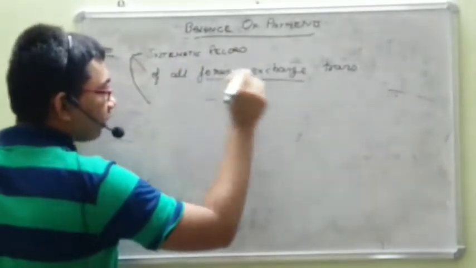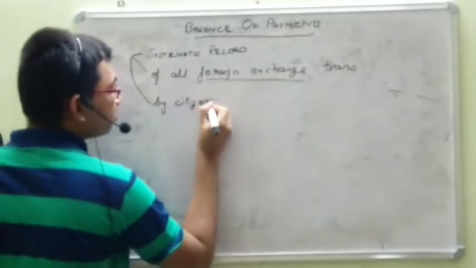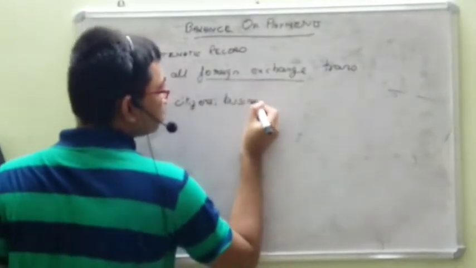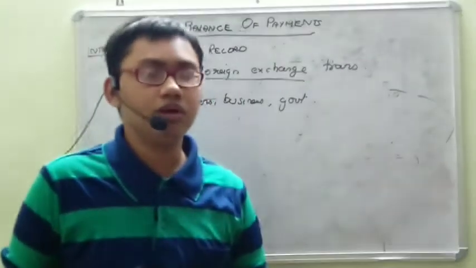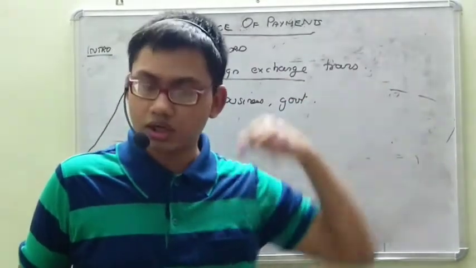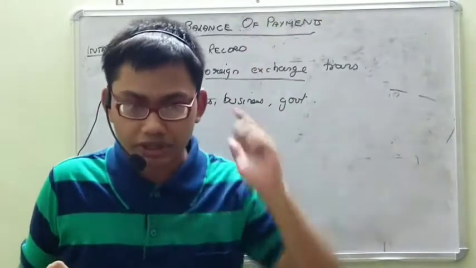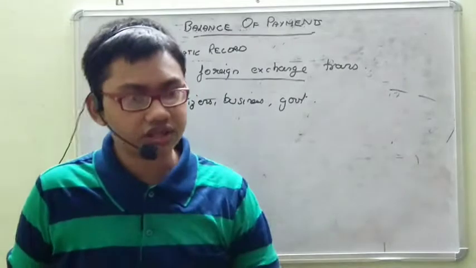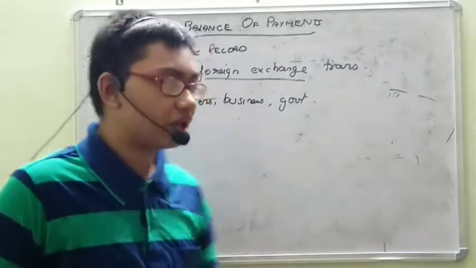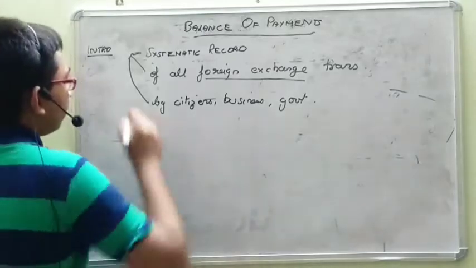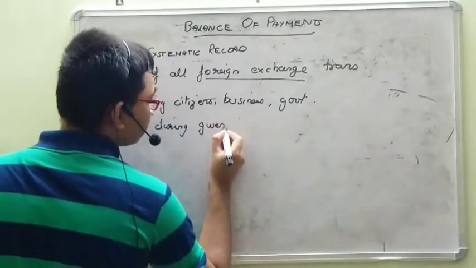A systematic record of all foreign transactions by citizens, business or government. Anybody can transfer. If you are going outside India for a tour, you will have to pay in foreign currency. You are a citizen. If any business is buying imports or supplying, it will have to be done in foreign exchange. If the government is engaging in transactions with any foreign government outside India, they will have to do foreign exchange transactions. So, by any citizen, business or government during a given period. This is also important.